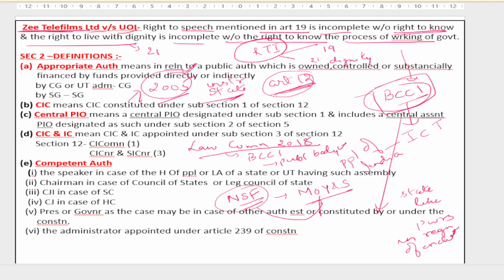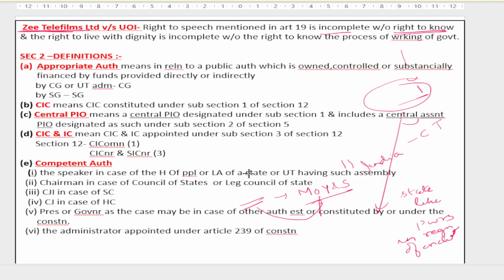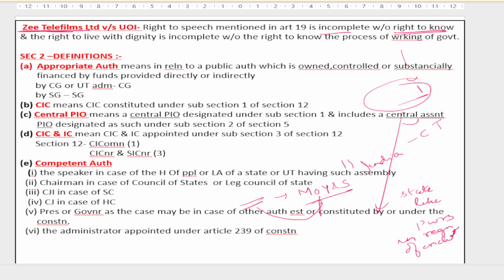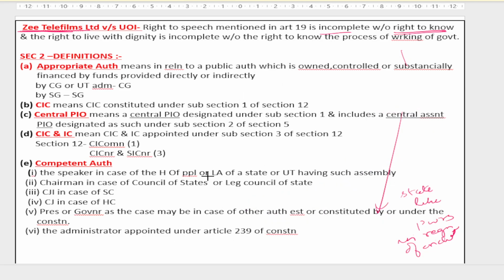Now we come to the different sections of the RTI Act. What are the different sections of the RTI Act? We will cover them in detail. Before Section 2, Section 1 of the RTI Act deals with the general provisions like commencement of the Act, etc. Section 2 is an important section, and subclause (a) of Section 2 deals with the definition of appropriate government.